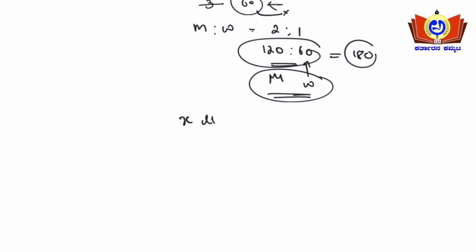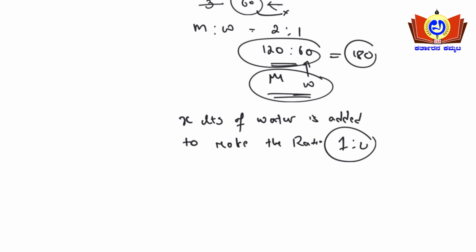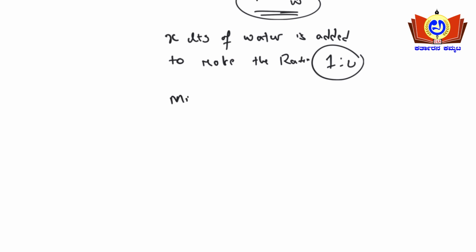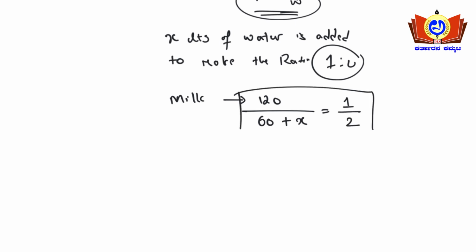Now x liters of water shall be added to make the ratio 1:2. So I'll be writing the equation right here. See, milk we know 120 liters is there. Initial water will be 60 liters, so plus x liters of water that has been added to make the ratio 1:2. So when you get to know to write this equation, then solving for x will be easy here.